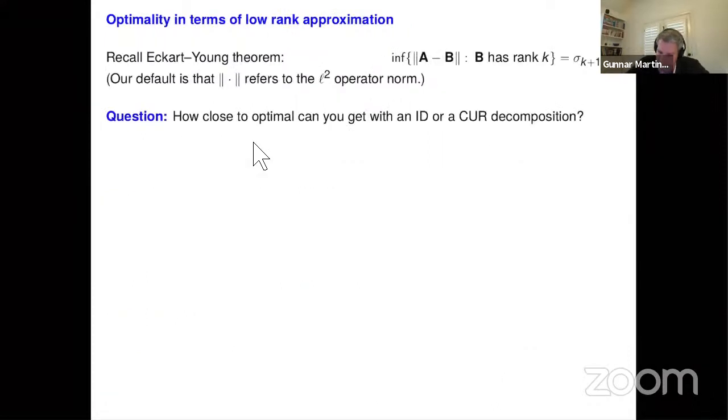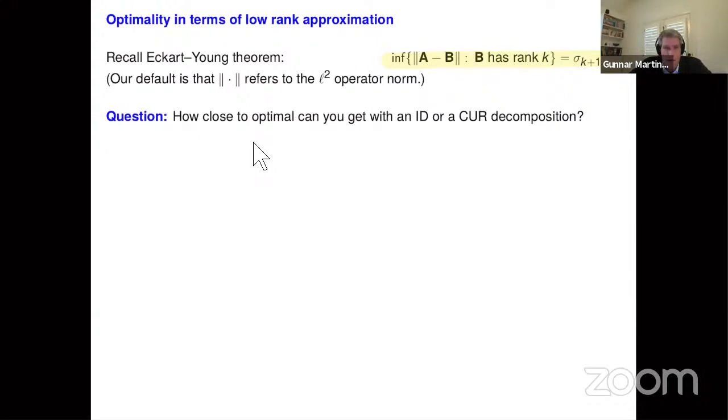All right, so next, let's quickly recap what we know about optimality in terms of low rank approximation. And our reference point here is, of course, the Eckart-Young theorem that says that the best possible rank K approximation when you use spectral norm or Frobenius norm is the singular value decomposition. If you compute the singular value decomposition and you take the top K modes, then that provides your best rank K approximation. And when you use the spectral norm, which is typically what we'll do in this talk, then the approximation error is the K plus one singular value of A.